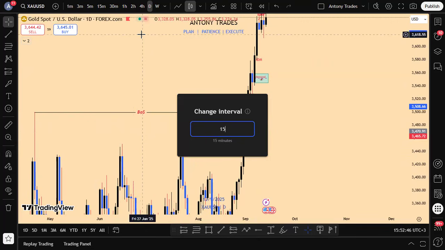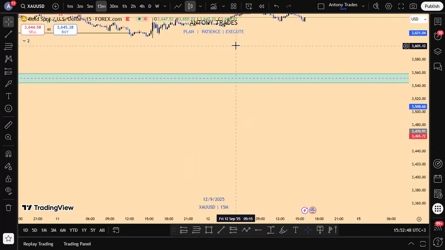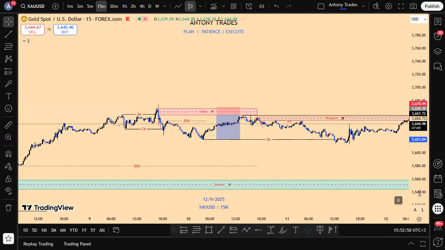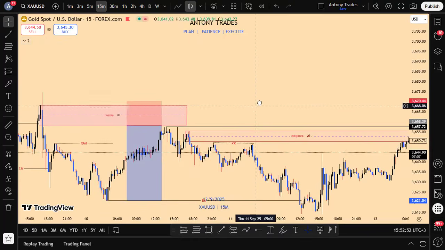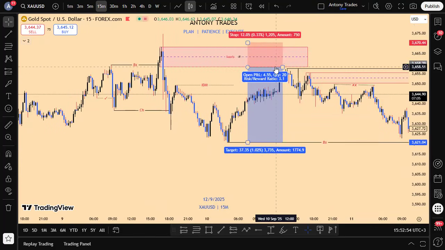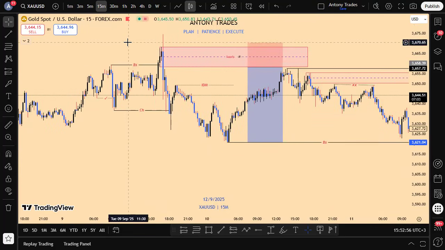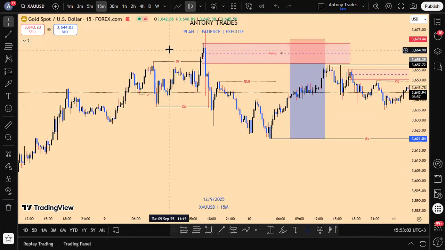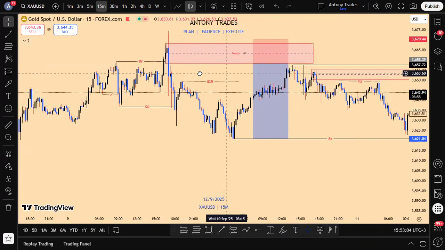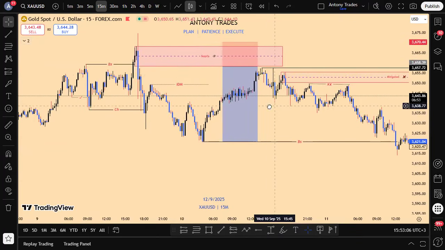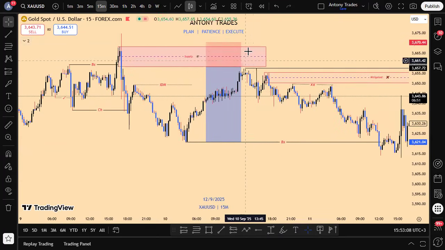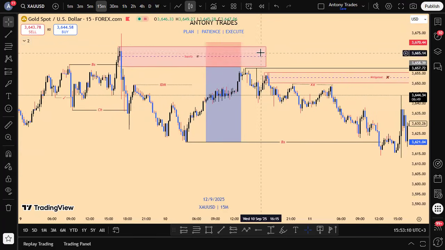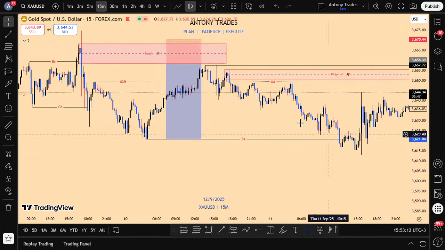Here I'm in the gold chart. I'm going to go to the 15 minutes time frame. Here there is this setup that I was waiting for last time. I think in my previous video on top-down analysis, I explained this setup, but unfortunately the market never tapped into my setup, so I ended up missing this beautiful trend, which played out.